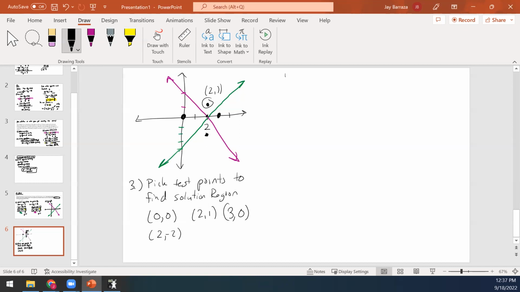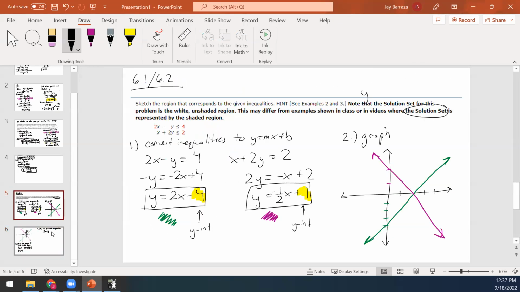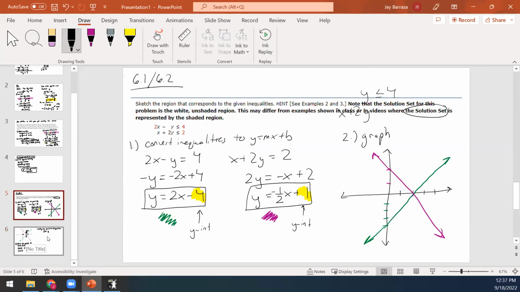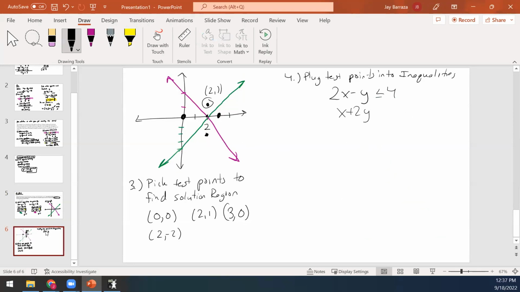Okay. So now step 4, plug test points into inequalities. So to remind ourselves of the inequalities, they are 2x minus y less than or equal to 4, and x plus 2y less than or equal to 2. Okay, so it has to satisfy both of them for it to be a solution space. So first we're going to do 3 comma 0, sorry, wrong one.